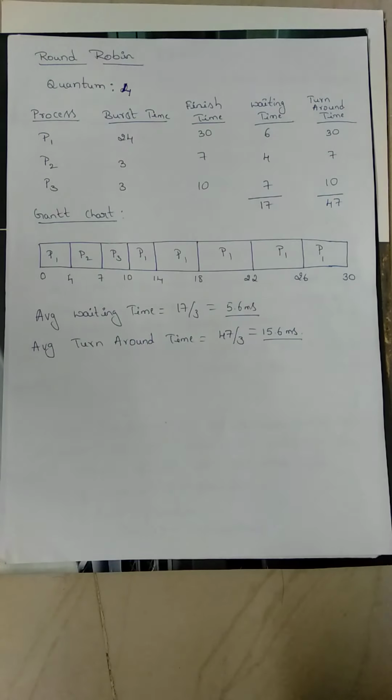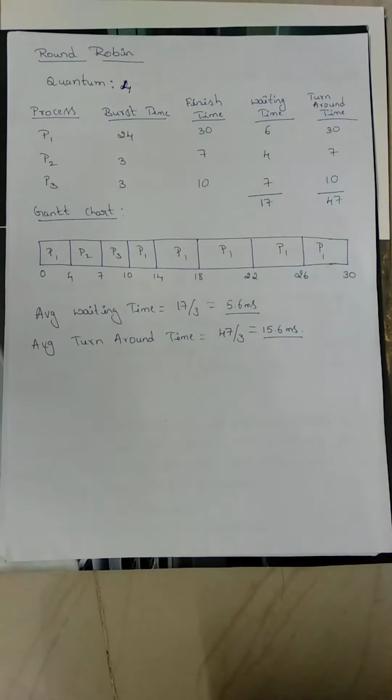Hello everyone. Now we'll discuss the round robin algorithm. This round robin algorithm is one of the process scheduling algorithms, and it is similar to the first come first served scheduling algorithm, wherein preemption is added to it, which enables the system to switch between processes.